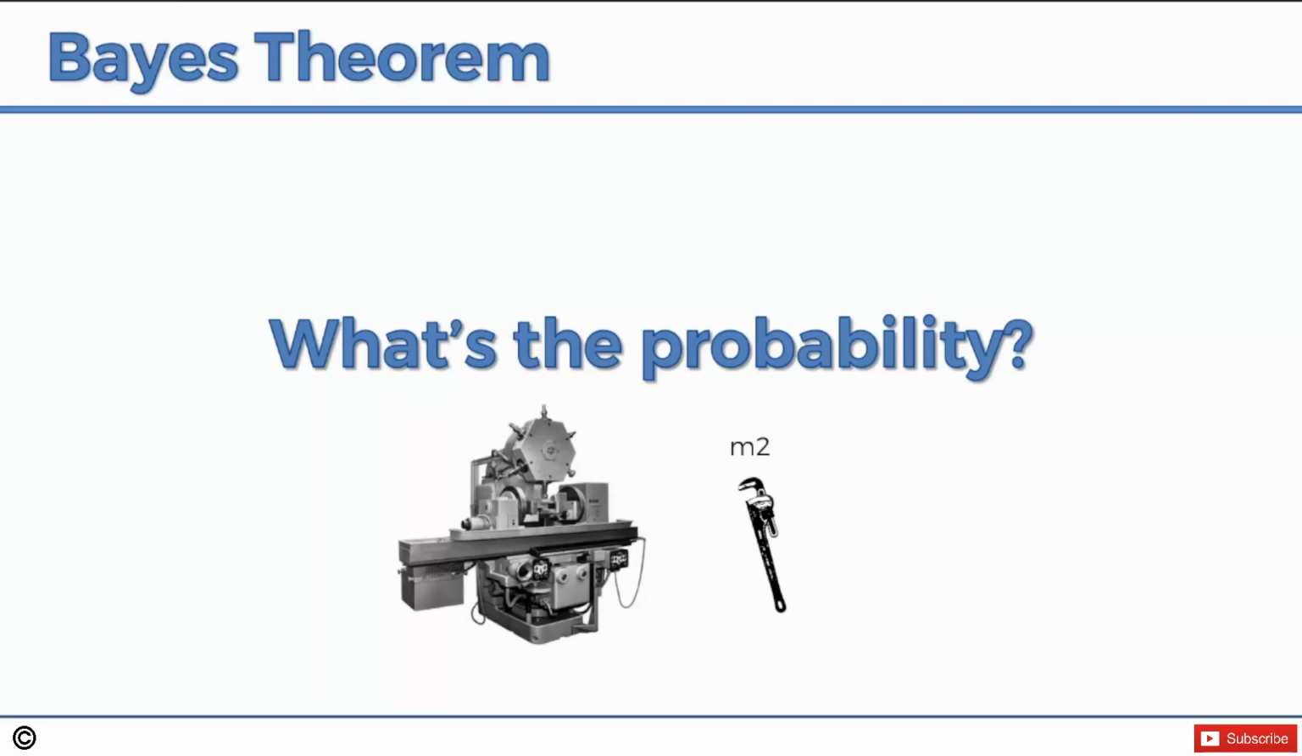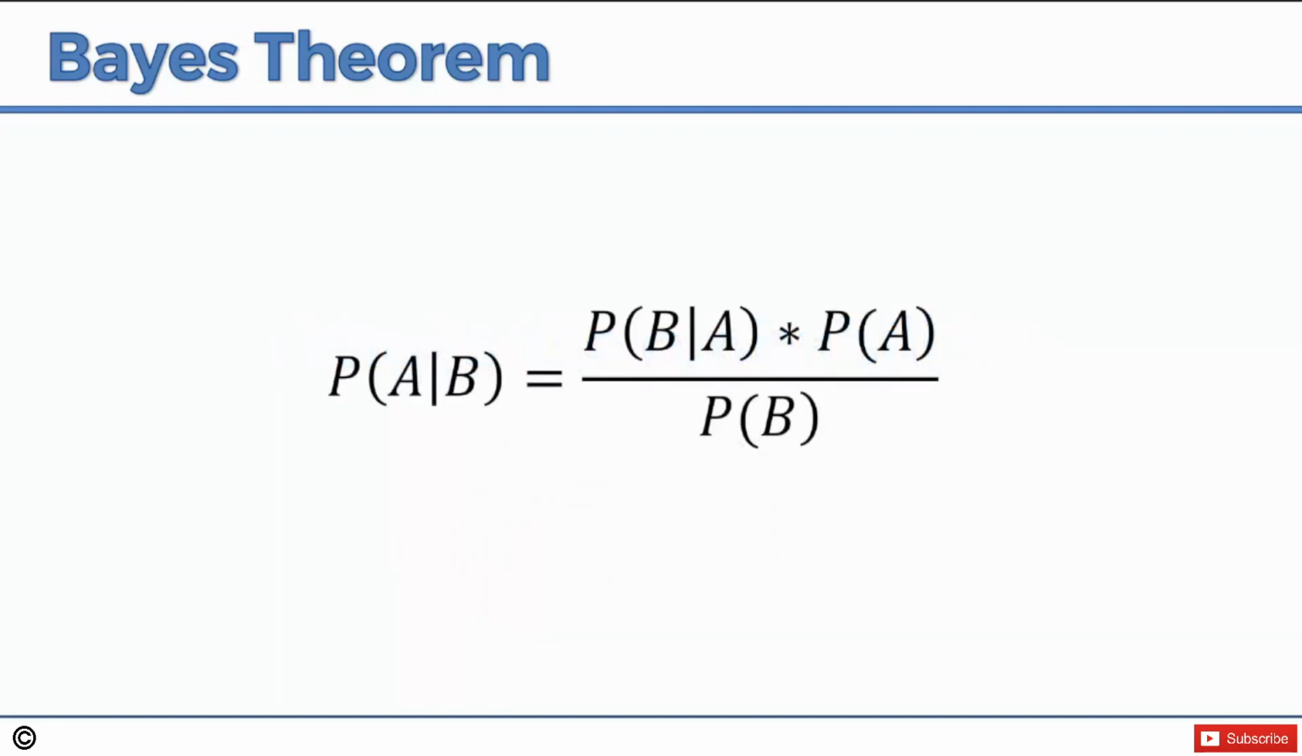And the way we'll get to that probability is through some information that will already be given to us at the start. We'll have a look at that information in a second, but the rule or the mathematical concept that we'll be using to get to that probability is called Bayes' theorem.